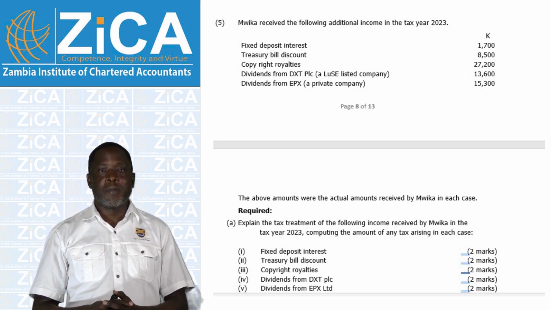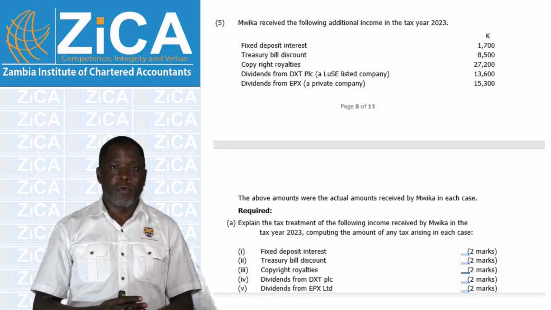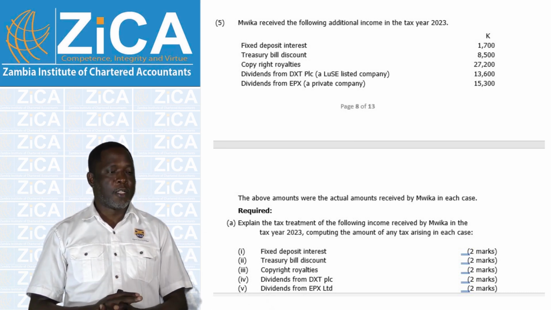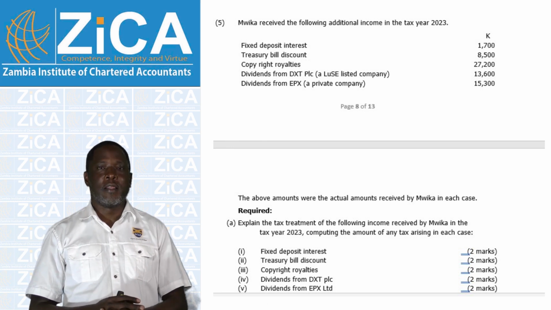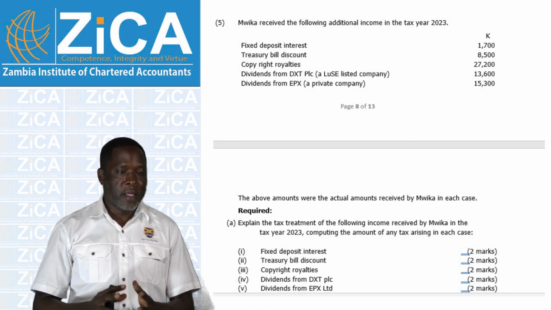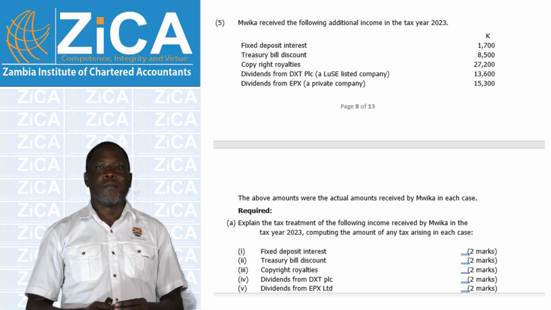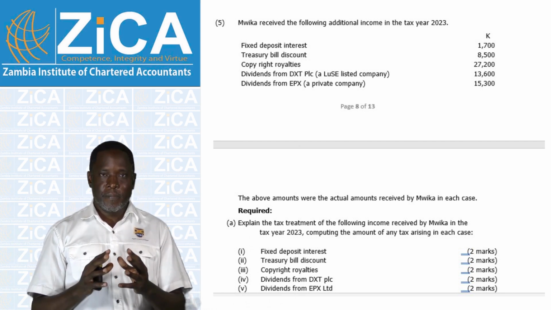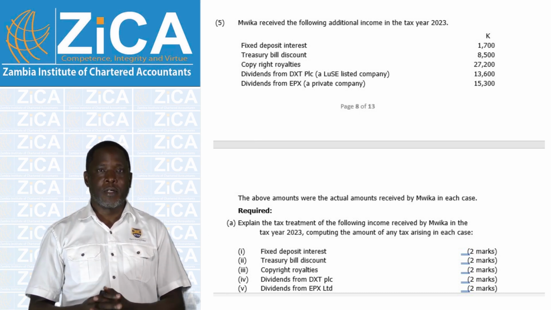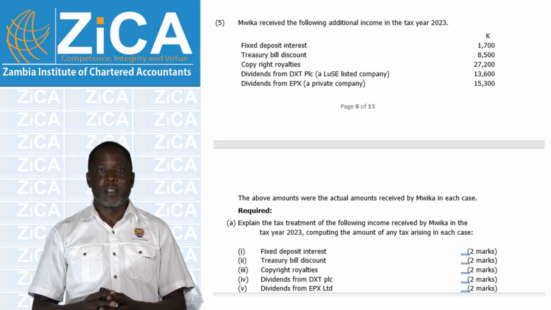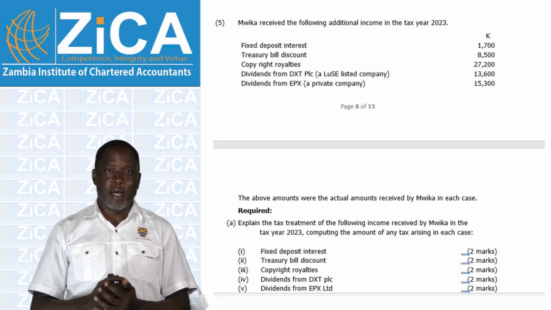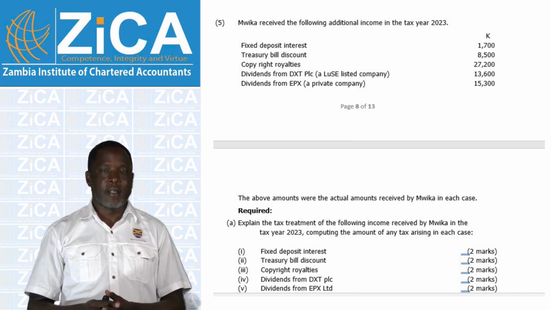Dividends from a private limited company suffer withholding tax at 15%, which is a final tax, and as a result, we do not include it in the personal income tax computation of the individual. Meaning that the only investment income we are going to include in WICA's personal income tax computation will be the copyright royalties, because copyright royalties suffer withholding tax at 15%, and that tax is not a final tax.